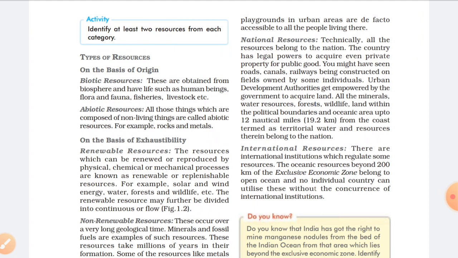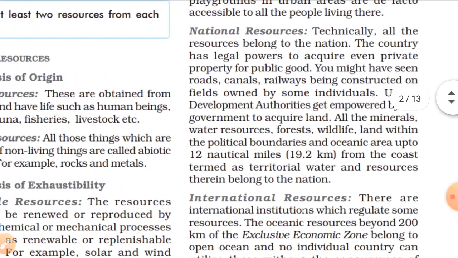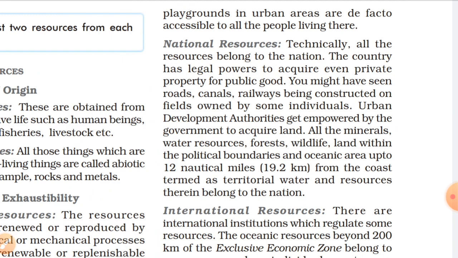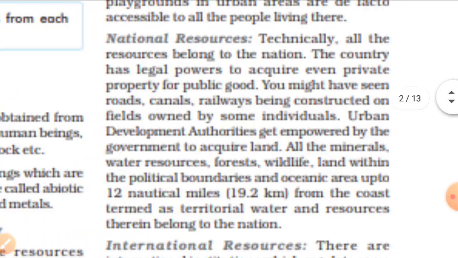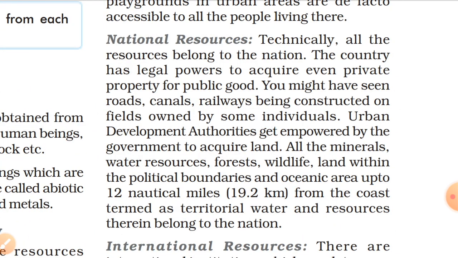Now the third point is national resources. Technically, all the resources belong to the nation, right? Because it is in that nation. The country has legal powers to acquire even private property for public good. Alright, you might have seen roads, canals, railways being constructed on fields owned by some individuals, so they get the money out of it, right?